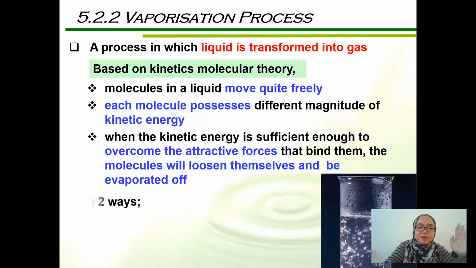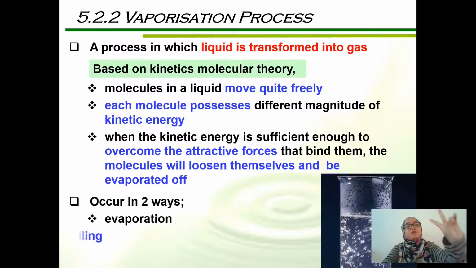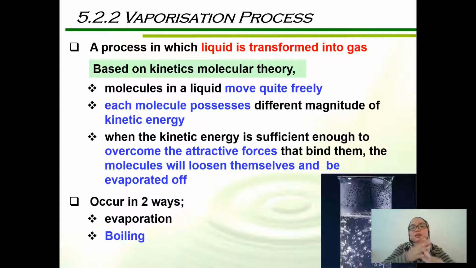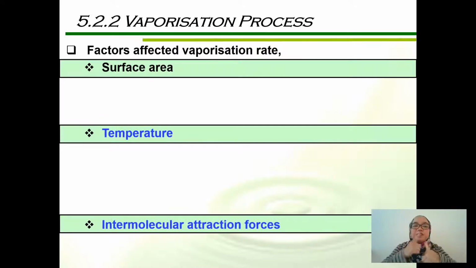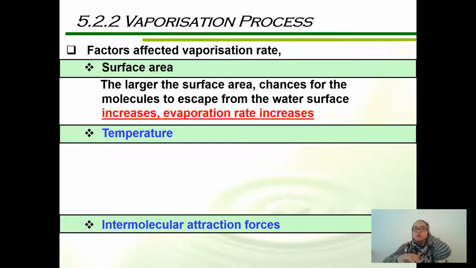Boleh faham? Okay, so dia boleh occur in two ways. The first one is through evaporation and the second one is boiling. Okay. So there are three factors that affect the vaporization rate. The first one is the surface area, the second one is the temperature, and the third one is the intermolecular attraction forces. Okay, so now we look at the first factor.